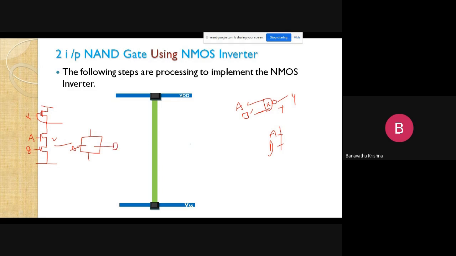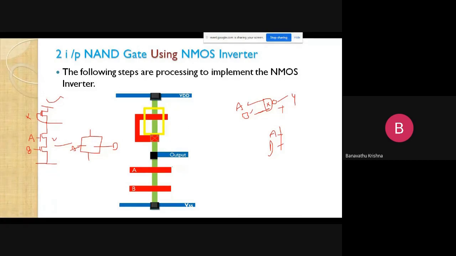Now I want to make the devices, the depletion mode device and the enhancement devices. First I want to make the depletion mode device that is near to the VDD connection, and then the formation of that one. And next one is transistor A and transistor B, and the output terminal. This is the contact. This is the final implementation of a two input NAND gate using NMOS inverter, right? Let us observe the circuit diagram and stick diagram implementation, right?